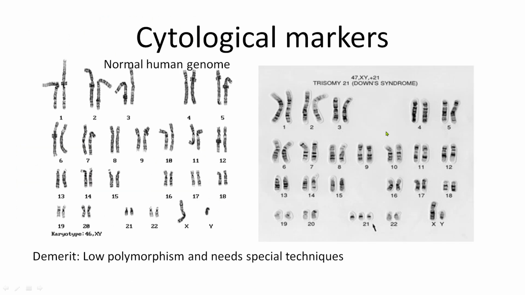Next one is cytological markers. These are any type of markers associated with chromosomes, at the level of the chromosome. It may be differences in size, differences in shape, deformity, segment of chromosome, banding pattern, or deletion or addition of a particular chromosome. In this case you can see the karyotypes of two individuals, one being a normal human and the other suffering from Down syndrome.